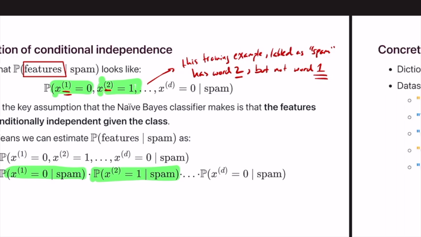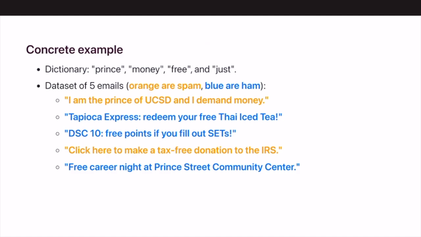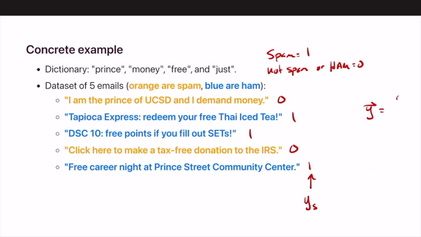All right, so let's go back to our example. So this is the training data set that we had, and it's a training data set because we know the answers. We'll say spam 0, 0, 1, 1, 1. So you could imagine this as our y's. In this case, the y vector would equal 0, 1, 1, 0, 1.